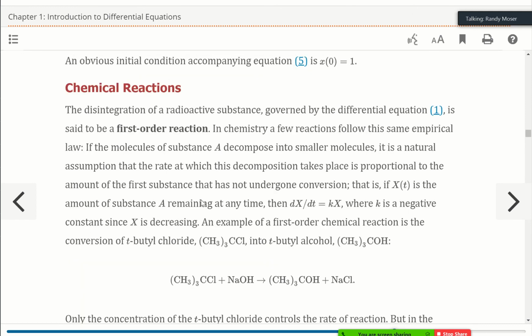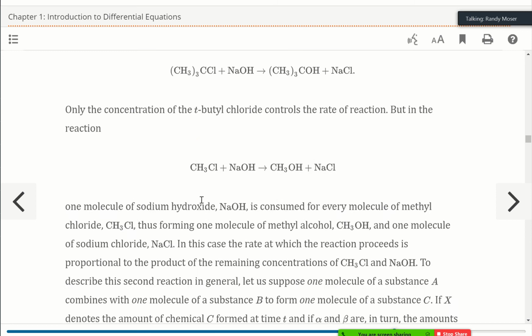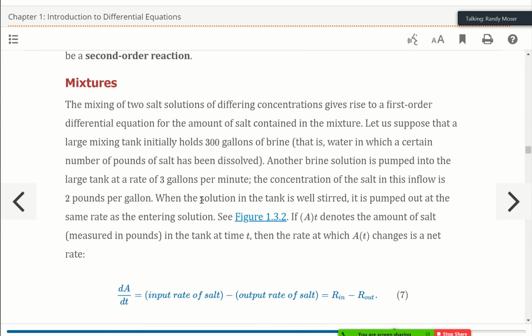We won't focus so much on the chemical reactions. If you're interested, I can do a couple of these during office hours. Another one we will do, though, that's very popular is mixture problems. The mixing of two salt solutions of different concentrations gives rise to a first-order ODE.